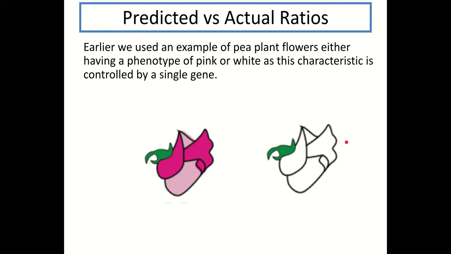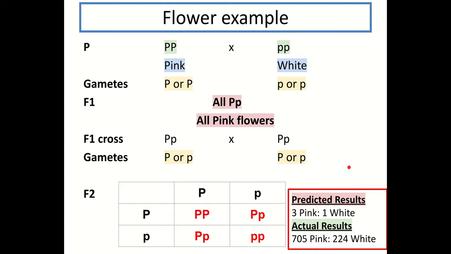Next we want to look at whether the answers given by Punnett squares and monohybrid crosses are always true in real life. Earlier we used the example of pea plant flowers having a phenotype of either pink or white, as this characteristic is controlled by a single gene. If I took this trait and did a monohybrid cross of two homozygous parents through to the F2 generation, this is what the results would look like.